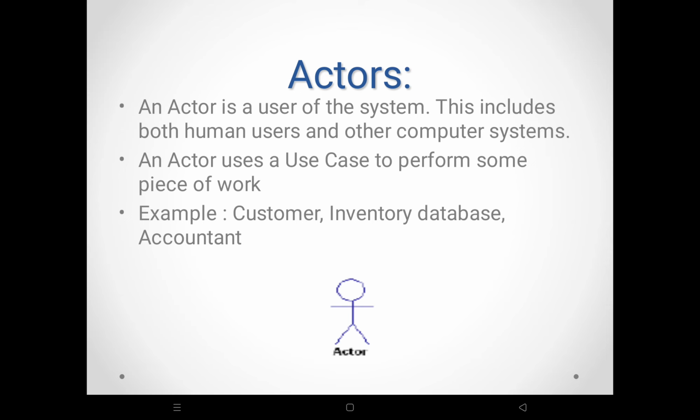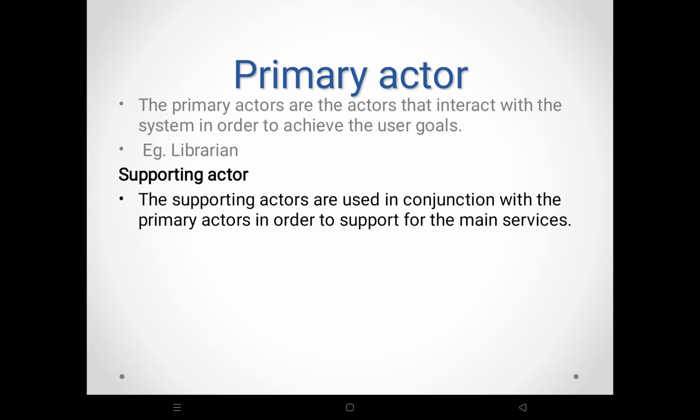See, there are two different types of actor. One is the primary actor, another one is the supporting actor. Who is actor? Who uses the system. The user of the system is called the actor. What are the two different types of actor? One is the primary actor. Primary actor is nothing but the actor that interacts with the system in order to achieve the user goal. That is called the primary actor. Example, librarian. The actor who interacts with the system is called the primary actor.